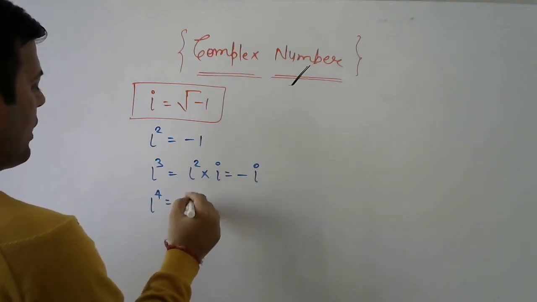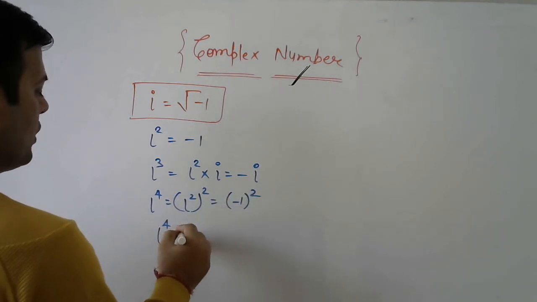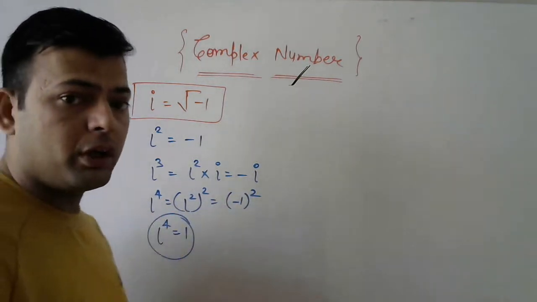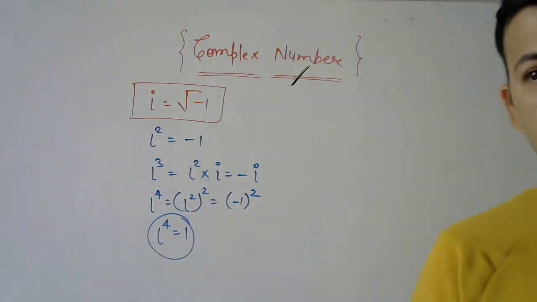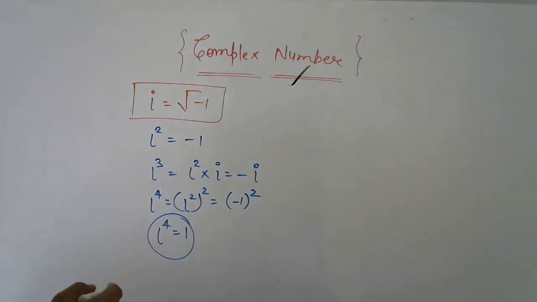Iota 4 will be what? Iota square to the power square, minus 1 square. So iota 4 will be 1. So iota 4 is 1. What does it mean? It means after a cycle of 4, it repeats its values.